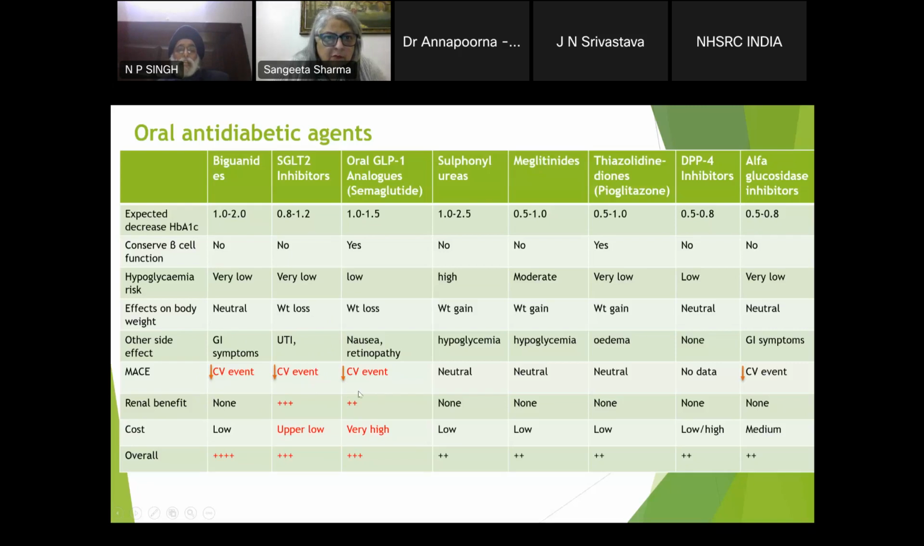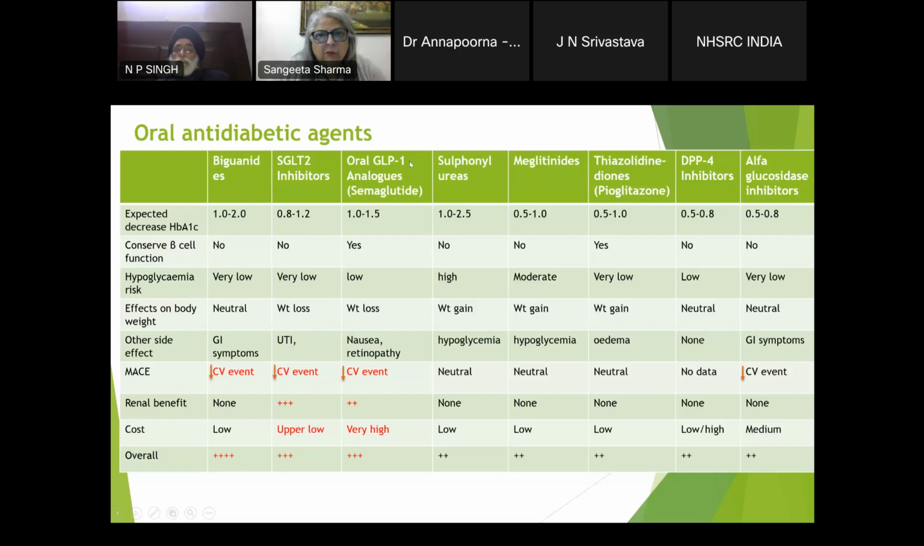The renal and the cardiovascular benefits are immense with these two drugs, and cost is of course a factor, but the cost is also coming down. Most of the CGHS dispensaries now have this drug available, and the generic forms are becoming available. Overall, these are the three groups of drugs which are given 4 plus 3 plus indications.